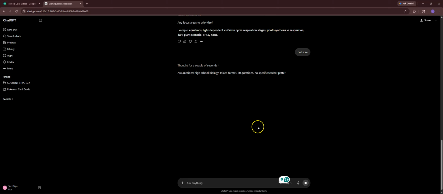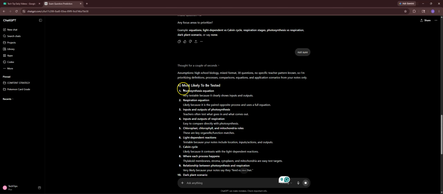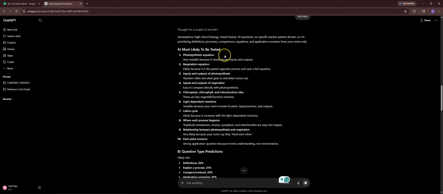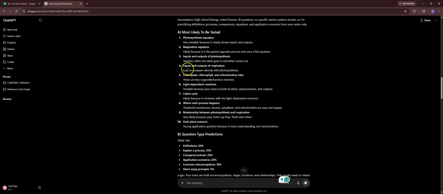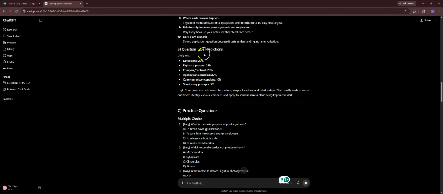But if you were doing this, you can obviously adjust it for what you think would be the most tested area. So as we see here, it starts with some assumptions: high school biology, mixed format, 30 questions, basically everything we said. Then it lists what's most likely to be tested: photosynthesis equation, respiration equation, inputs and outputs of respiration, and all this stuff. Then question type predictions give us an idea of what it would be. Then we actually get some practice questions.